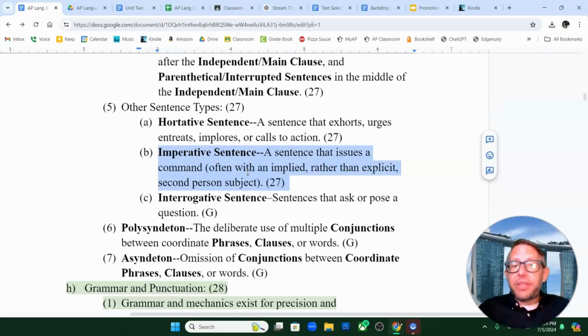Whereas it's a little bit different than the imperative sentence, which I know you probably remember from middle and elementary school, because now you've got a sentence that issues a command. This is the one that says, you will do this. You do this now. Oftentimes with that understood you, which doesn't have to appear in the sentence itself, the classic go make me a sandwich kind of statement. Well, it doesn't have the subject you in the sentence, but you is still the subject of the sentence. And that's what I say there, often with an implied rather than explicit second-person subject, okay?